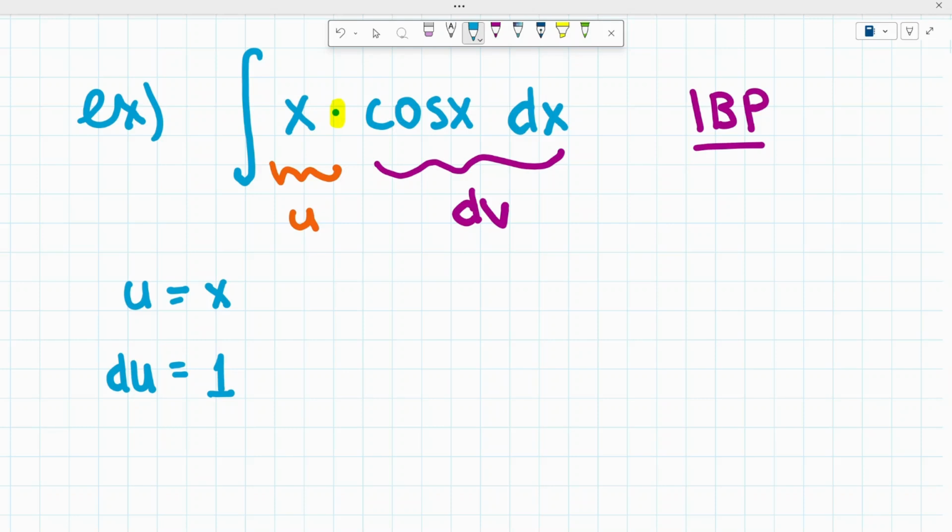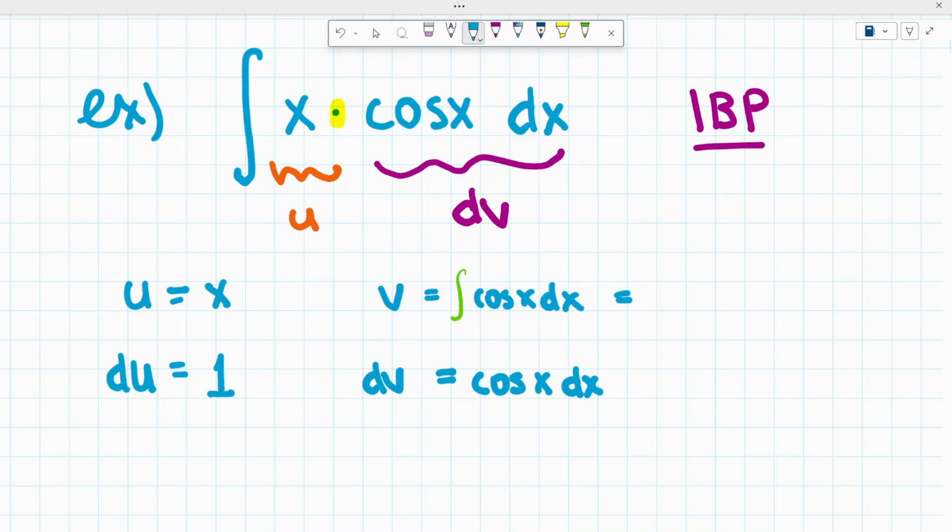Okay, so then we need to look for our v and our dv. So we already have our dv, which is simply our cos x dx. And then in order to find our v, we have to take the integral of cos x dx, and the integral of cos x is simply going to be sin x. Okay, so now we have all our parts. We have our u, our v, our du, and our dv.